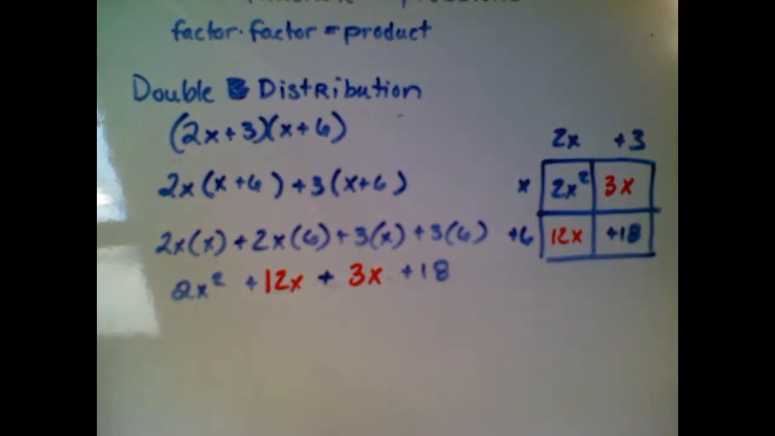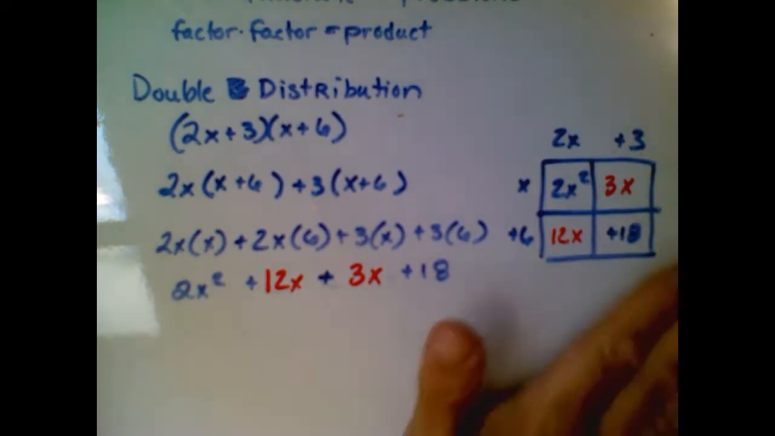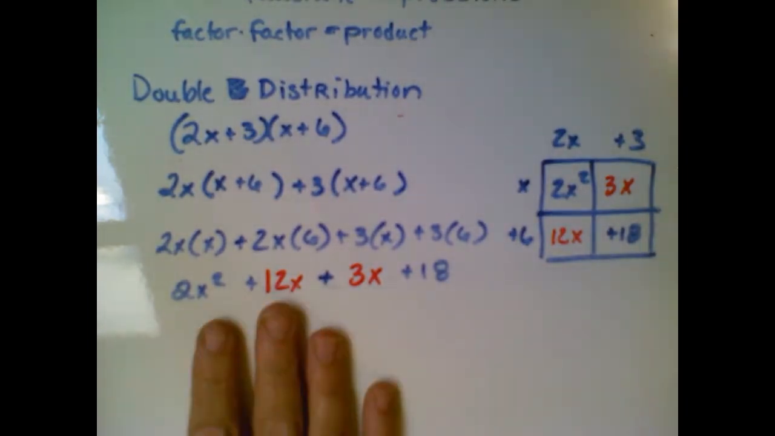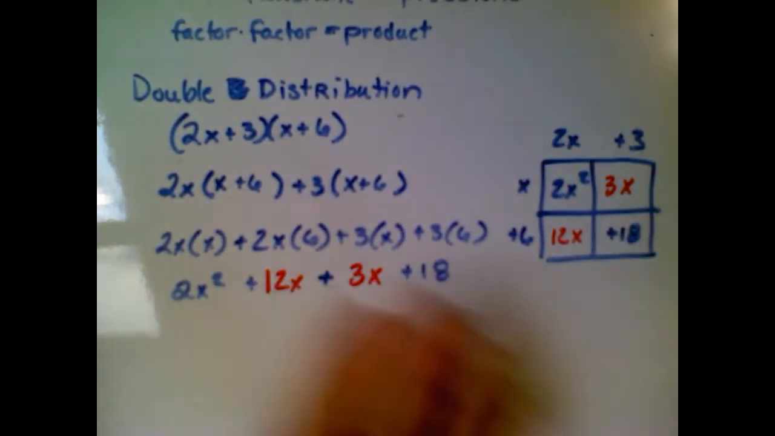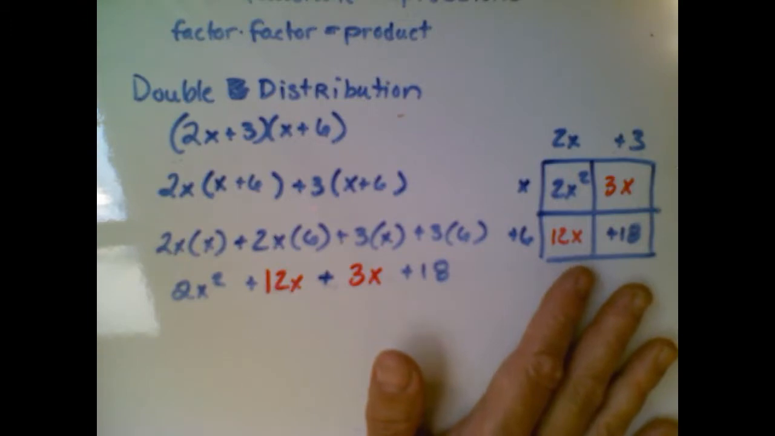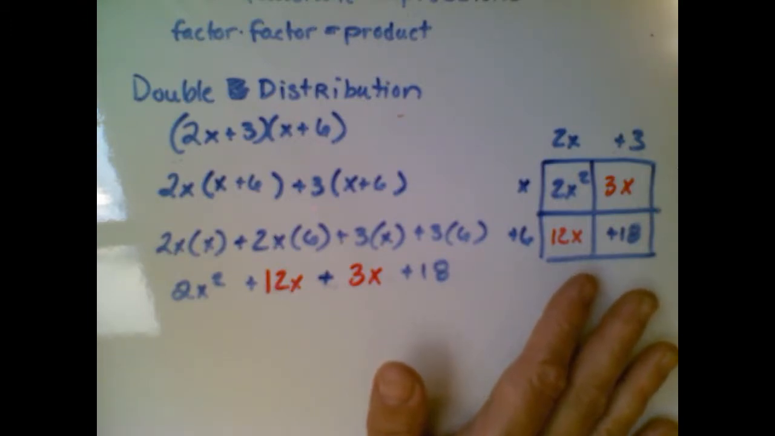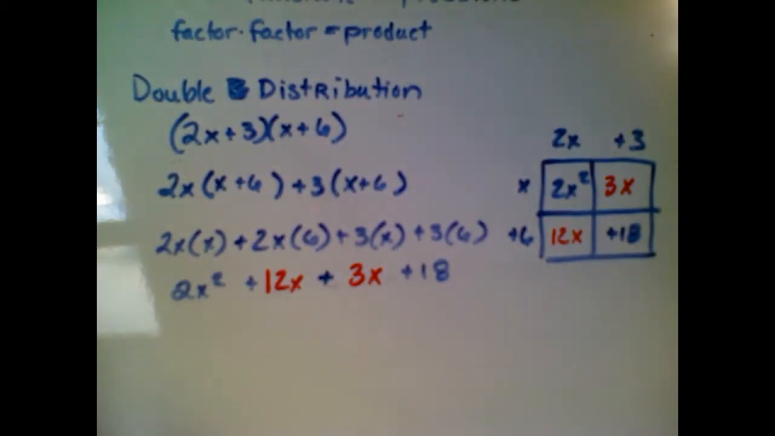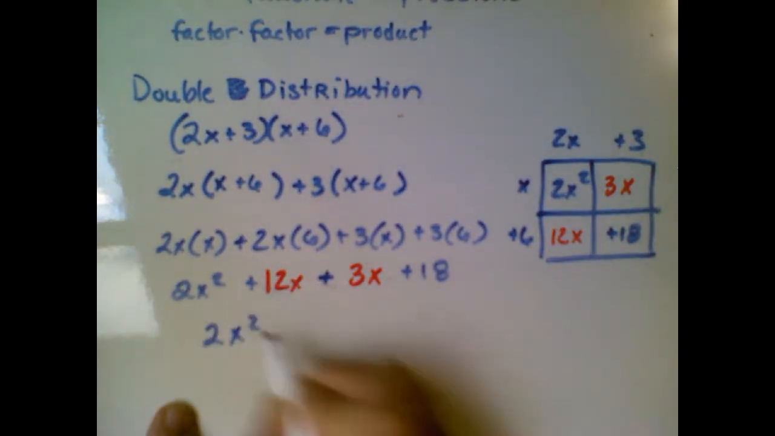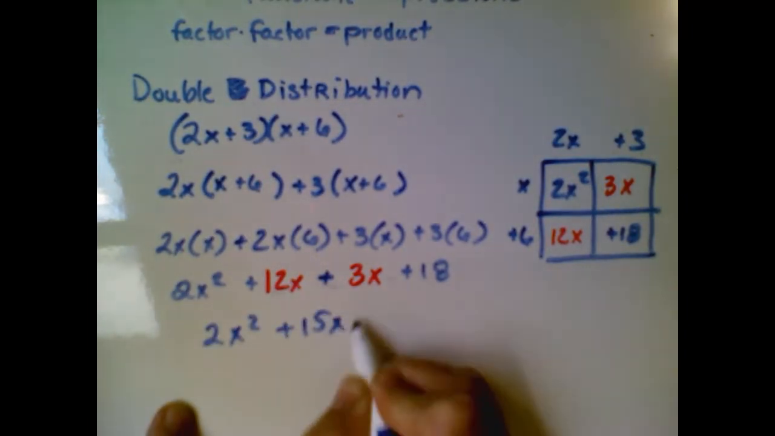Either method works fine. Some teachers find this beneficial, some students as well. I teach both so that kids can see it both ways. I want them to see this process, but I know that sometimes this is a more straightforward way for them to look at it. So either way is fine with me. And then we're going to, of course, simplify that to get 2x squared plus 15x plus 18.